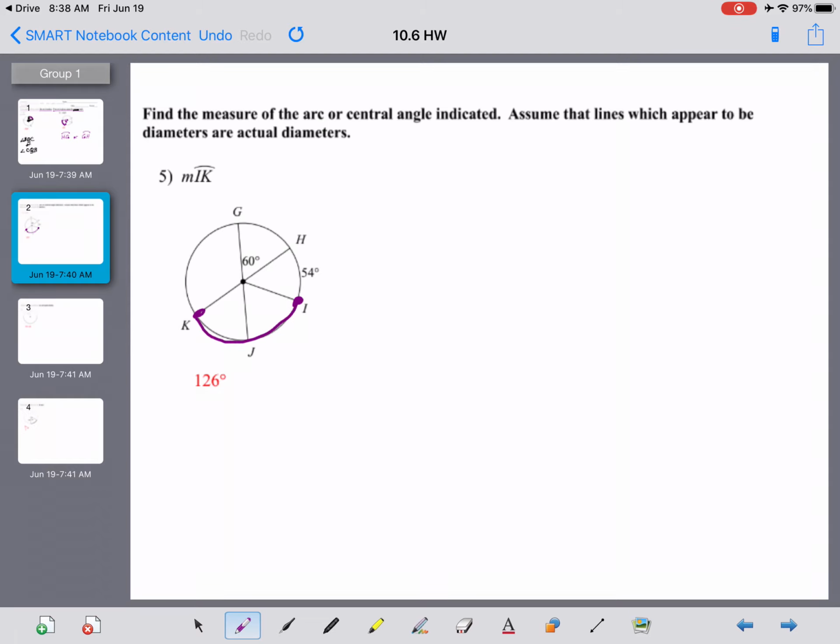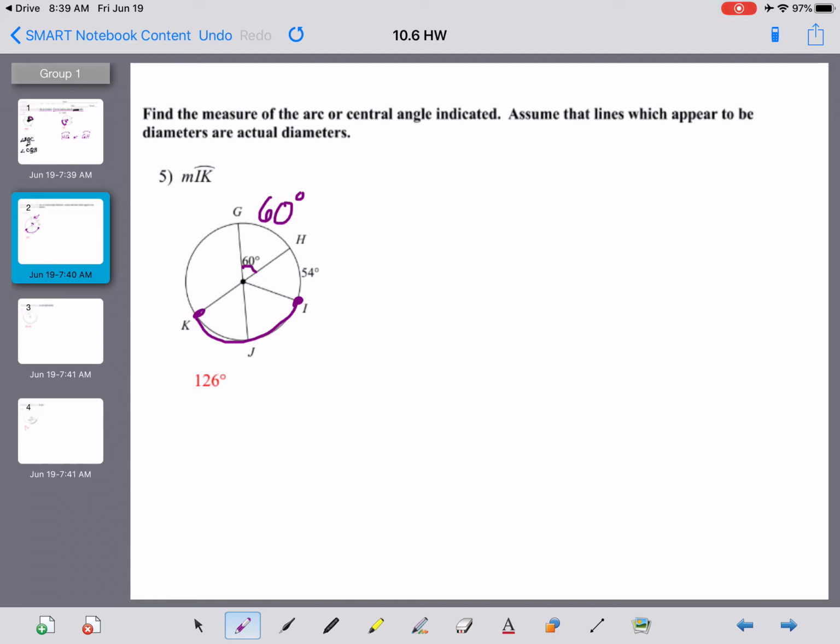Well, there's a bunch of different ways to go about doing this, but the important idea that I want to make sure that we get here is the relationship between the measure of a central angle and the measure of the arc that it creates. For example, you've got a 60-degree central angle right here. That means that arc GH is going to have to be exactly 60 degrees as well.